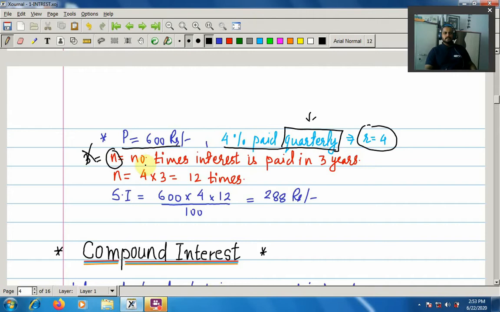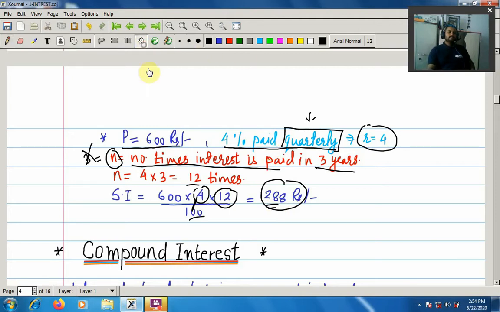So in this case, I must define my N very precisely. N is the number of times interest is paid in 3 years. Since it is quarterly, it is 12 times. So put everything into it. P is 600. This is my R. This is my N. Divide by 100 because of the rate, and it comes to 288 rupees. You can see that my previous manual calculation and the formula both give the same amount.